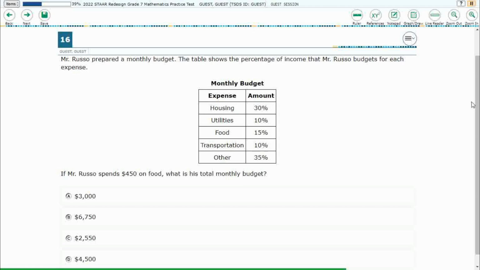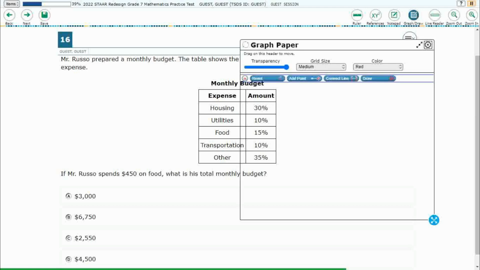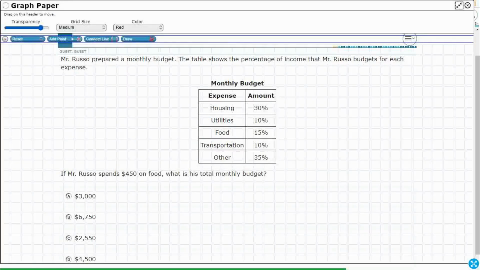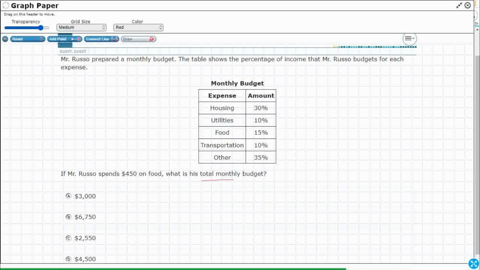So Mr. Russo's got a personal monthly budget here. $450 is being spent on food. Interesting. And that's it. That's all we have. So we need to go from that to the total monthly budget. All right. So we've got this. Food is 15%. And we know that that equals $450. So that's all we have. That's the only clue. So 15% equals that $450. Well, how do we get the total?